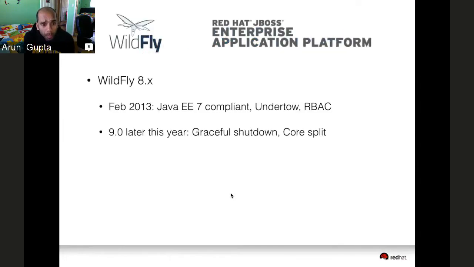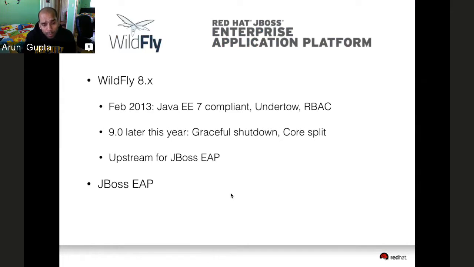So, what is WildFly? Well, WildFly is Red Hat's open source Java EE 7 compliant application server. It was released in February of last year, basically became Java EE 7 compliant. That was WildFly 8.0. 9.0 is coming later this year. In between, we have released 8.1 and 8.2. So there is a constant cadence of releases that is coming out of Red Hat.